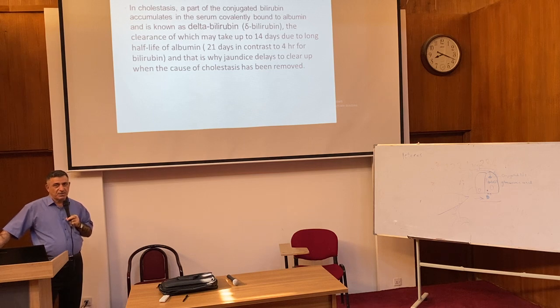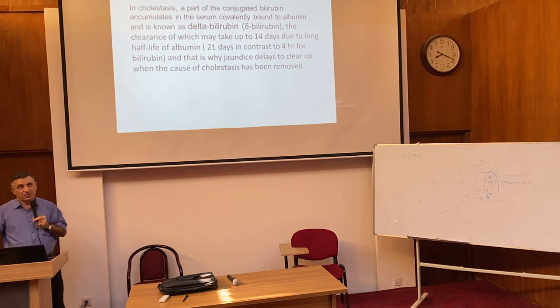When you open the obstruction or relieve the obstruction, the jaundice will not clear up soon. Why? Because some of this bilirubin has covalently bound with albumin, that is called delta bilirubin.